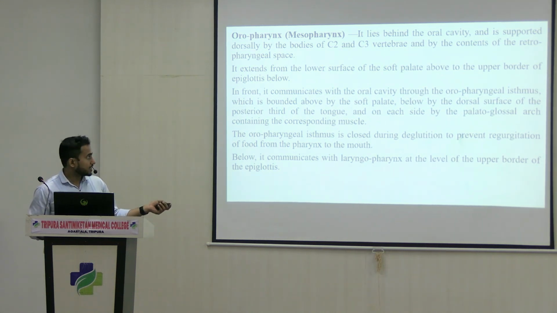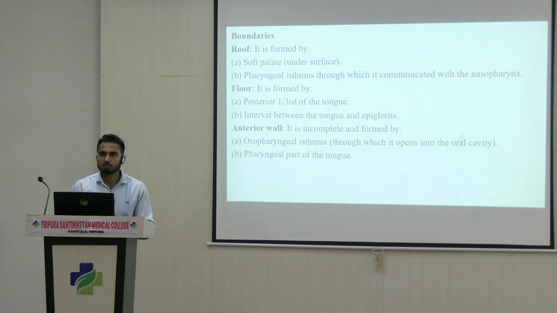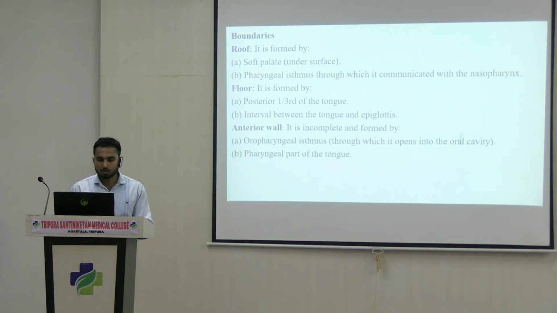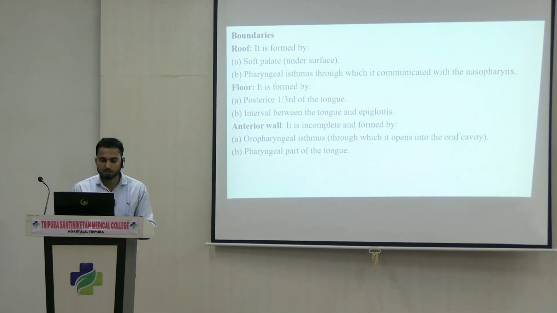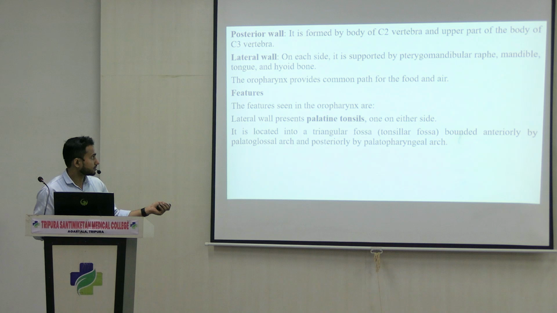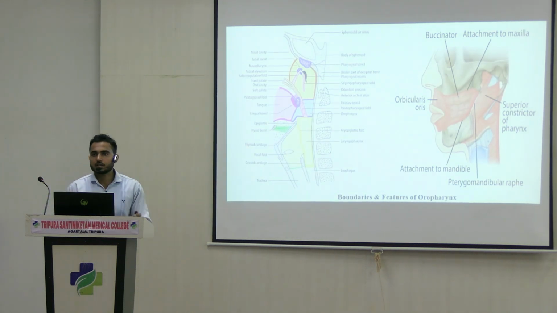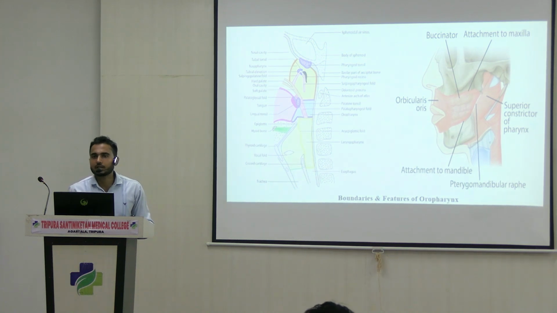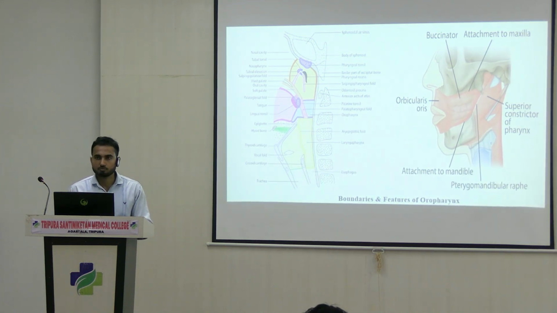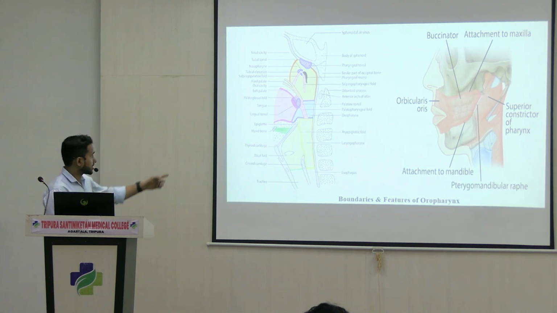Next, again you can see the borders, the boundaries. Here also we are having roof, floor, anterior wall, posterior wall, lateral wall, all these structures are present. Now let's see the diagram. Can you see the diagram? Now in the diagram, can you tell me what will be the roof of the oropharynx? Where is the oropharynx in this diagram?